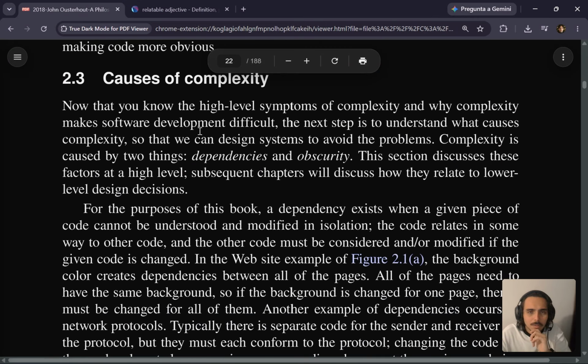Okay, causes of complexity. So now that you know the high level symptoms of complexity and why complexity makes software development difficult, the next step is to understand what causes complexity so that we can design systems to avoid the problems. Complexity is caused by two things: dependencies and obscurity. This is another big statement, very important to remember.